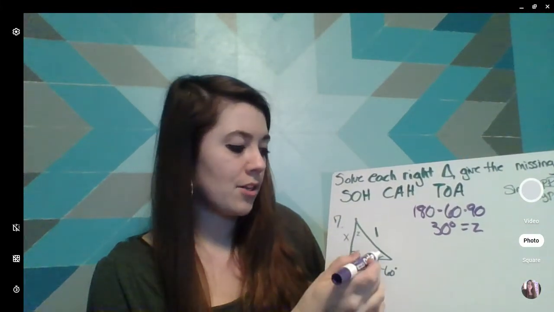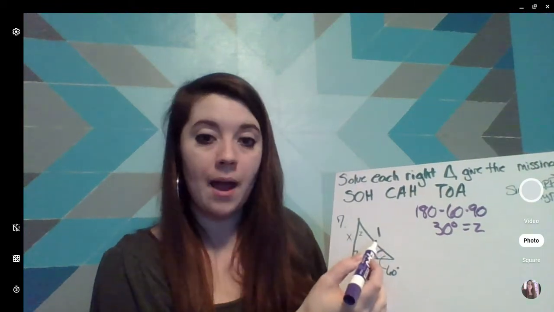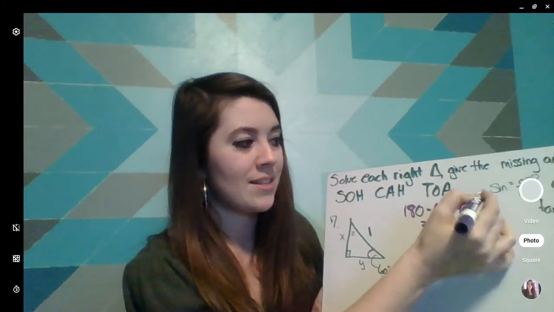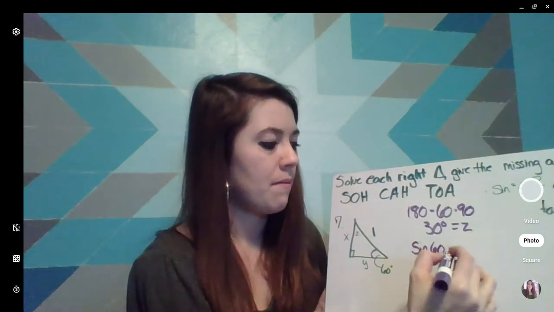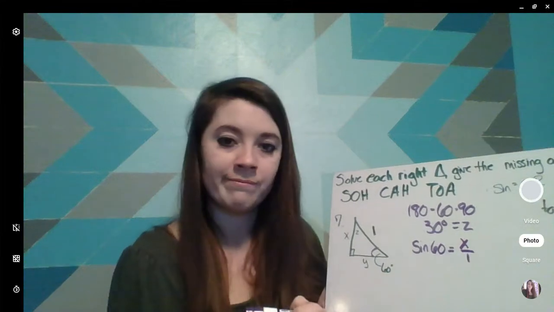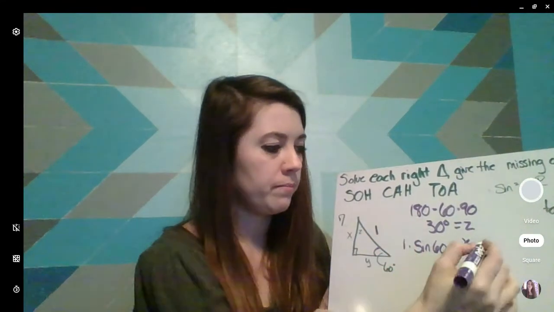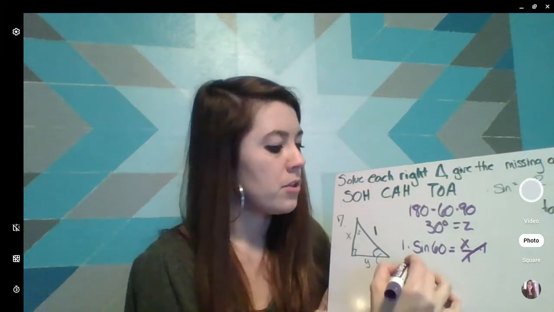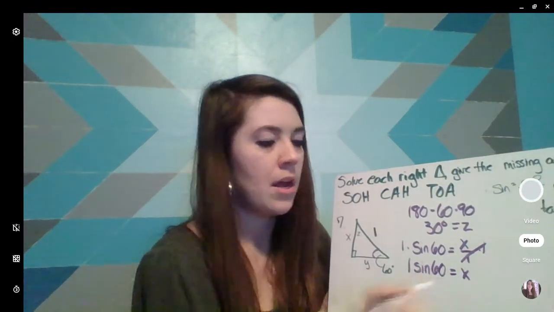So using 60 as our angle of reference, x is opposite, and the 1 is the hypotenuse. So we're going to use sine. So sine of 60 equals x over 1. So to solve for this, we multiply both sides by 1. That cancels out, remember. So we have 1 sine of 60 equals x.